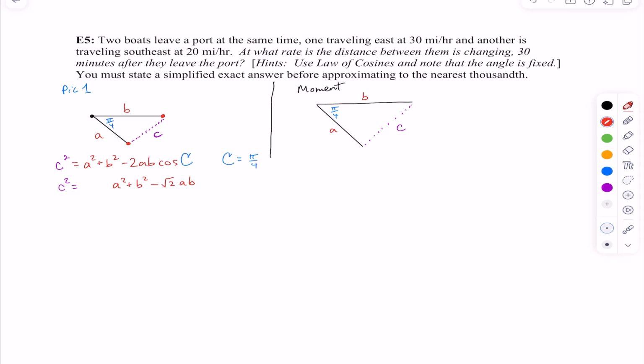We could go ahead and implicitly differentiate this. Remember, everything here is a function of time. So C is a function of time, B is a function of time, and A is a function of time. So we have three functions of time. When we implicitly differentiate, we have to remember we are differentiating with respect to time. That means there will be chain rules taking place. And over here, there's a product of two functions, namely A times B, and we're going to need the product rule here.